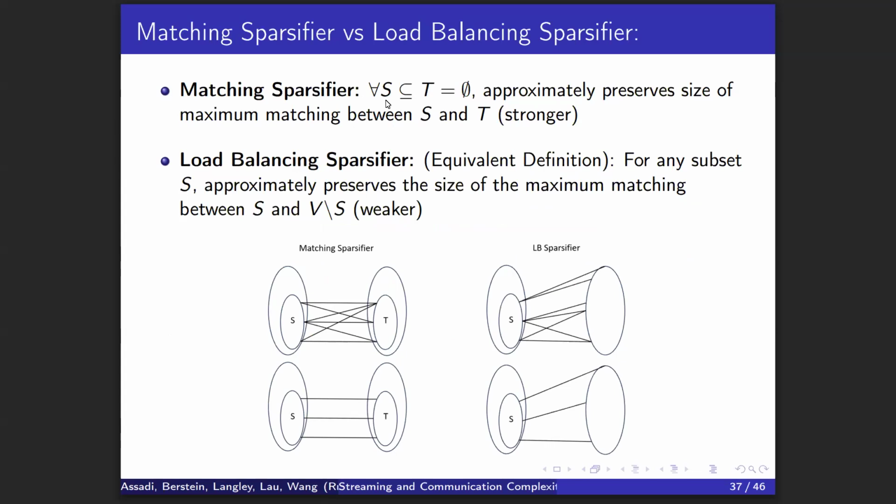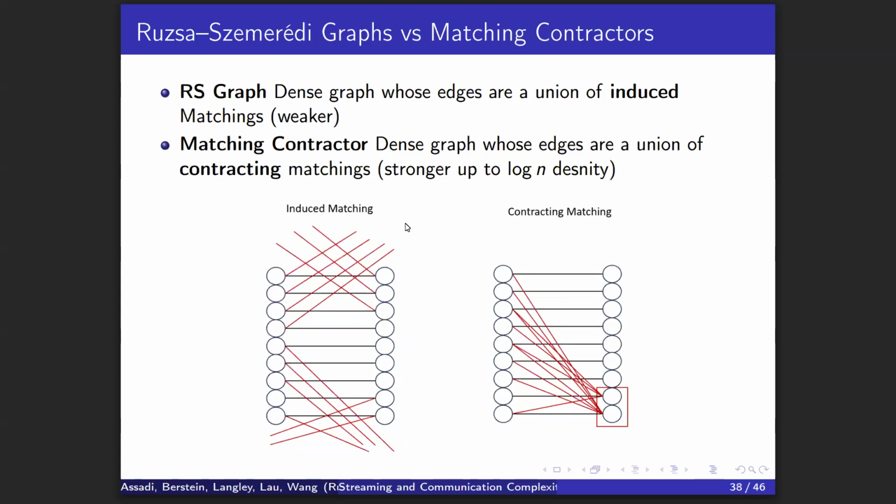So they define the matching sparsifier to be a subgraph such that for all subsets of vertices S and T, the size of the maximum matching between S and T is approximately preserved up to some additive error. And then the load balancing sparsifier says that for any subset S, we want to approximate just the size of the maximum matching leaving S. So this notion of a sparsifier is weaker than the matching sparsifier. And conversely, the matching contractor, which is the dual notion of matching sparsifiers, can be viewed as a stronger version of this Ruzsa-Szemerédi graph.